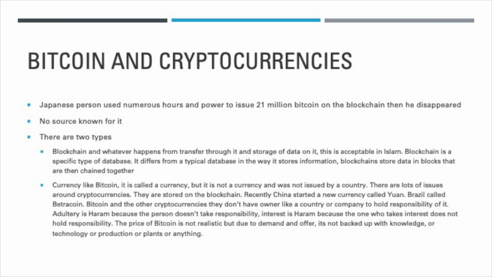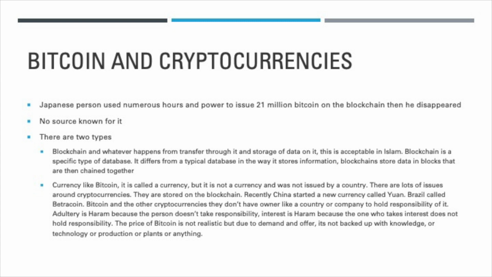Bitcoin was made by a Japanese guy. I think his name was Charlie Lee. And that person started Bitcoin, and then he is not known wherever he is. So there is no information about him anymore. Disappeared.